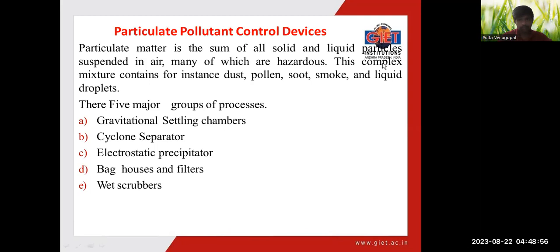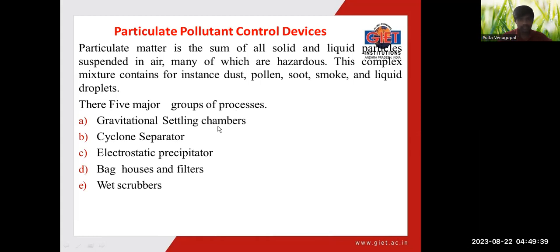There are different types of particulate pollutant control devices. Particulate matter is a mix of solid and liquid particles suspended in air, many of which are hazardous. This complex mixture contains, for instance, dust, pollen, soot, smoke, and liquid droplets. The smoke, soot and all these pollutants come from our automobiles and industries, and there are some devices to control particulate air pollution.